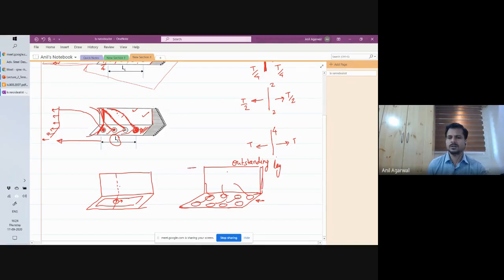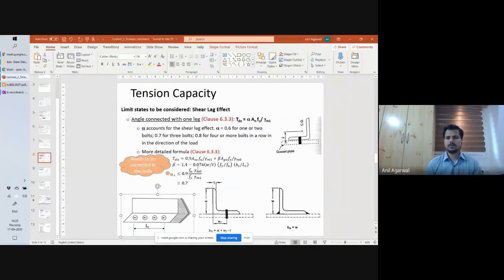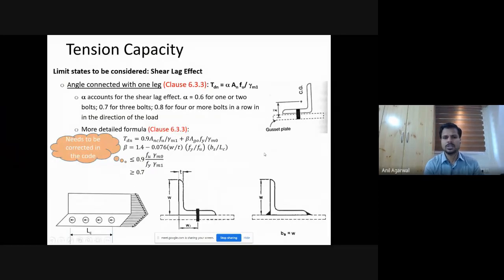Thickness versus the width. So if this width, we can call it B or W. Call it B. So how much is this B value? That also will play a role, because if B is larger, you will have more shear lag, right? So that is where we get these shear lag effect expressions.